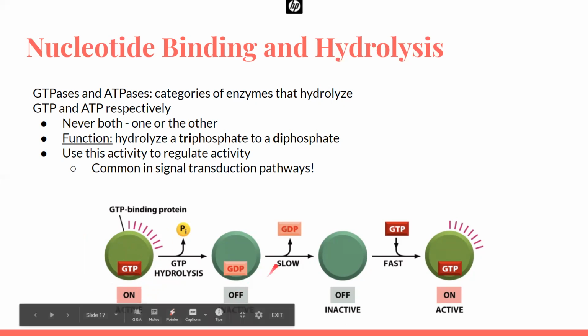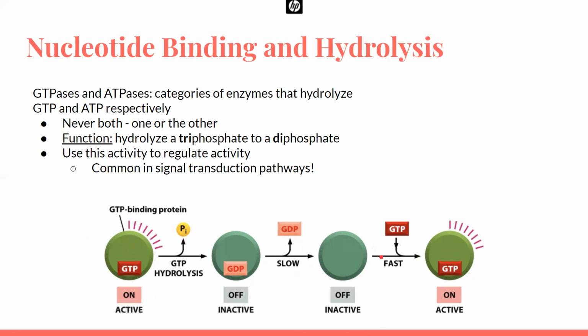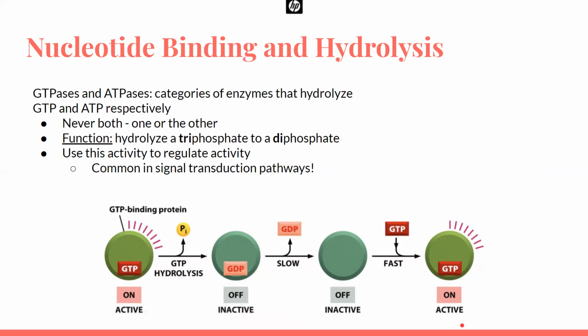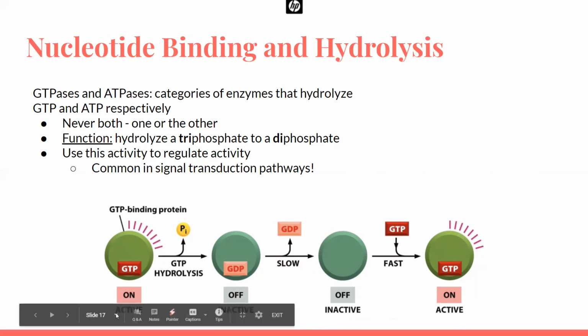And then this slowly will occur, that GDP diffuses out. Now you just have this GTPase with nothing in it. And then now GTP can quickly diffuse in and turn it back on again. So basically all you really need to know is that by binding GDP or GTP, this is an example of a GTPase, you can regulate the function of a protein or an enzyme by binding to it.